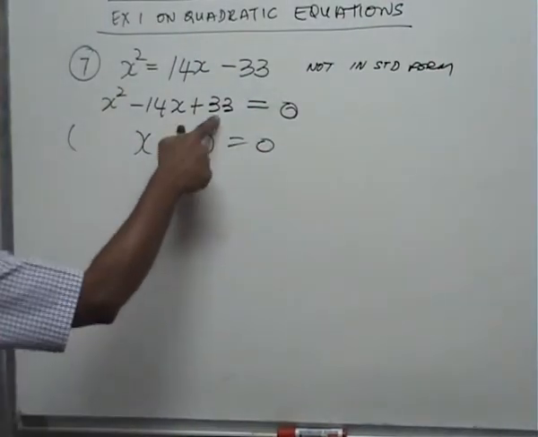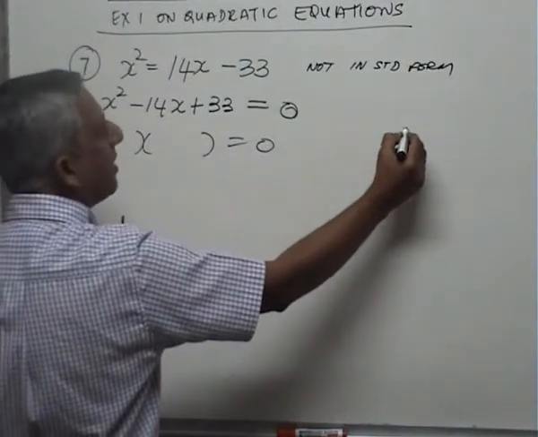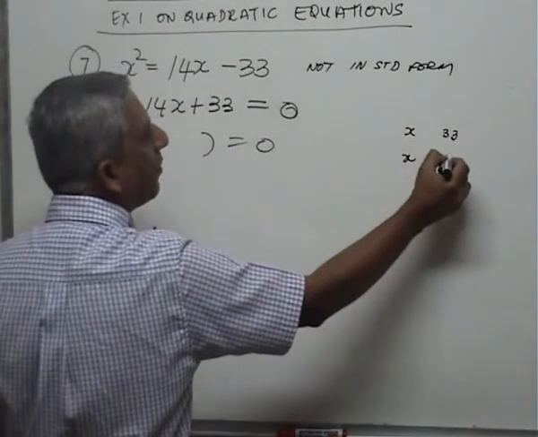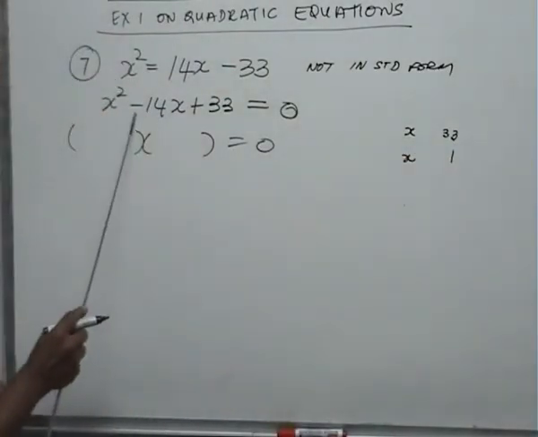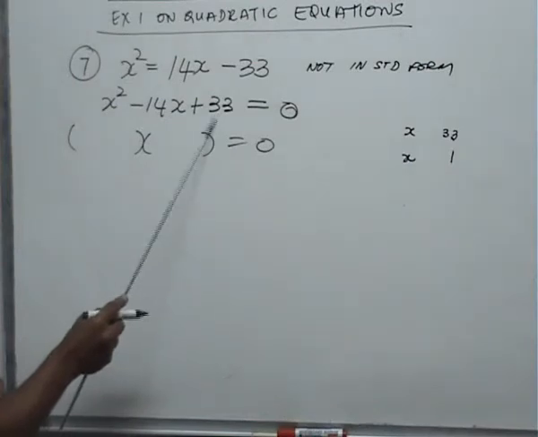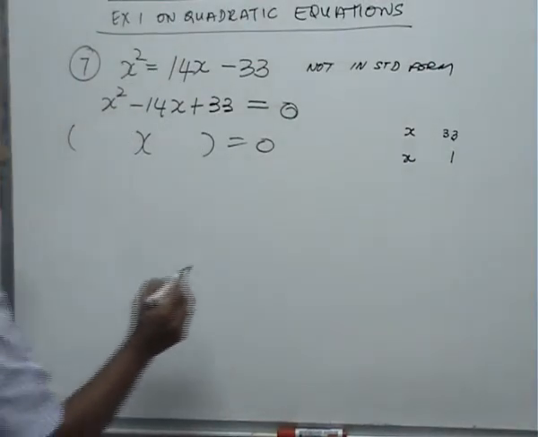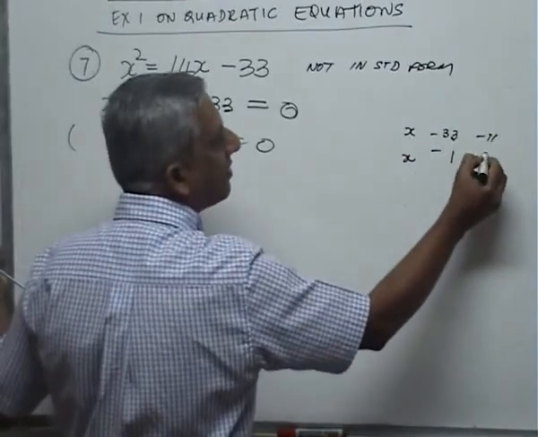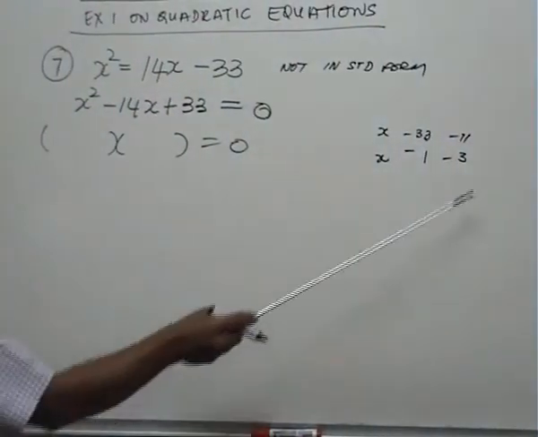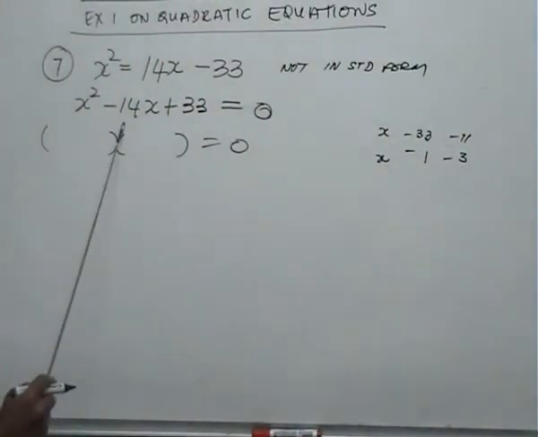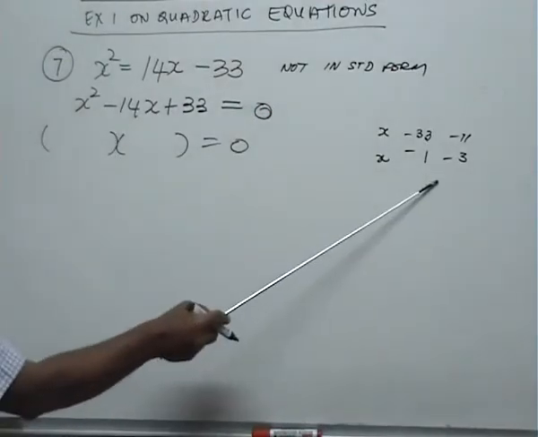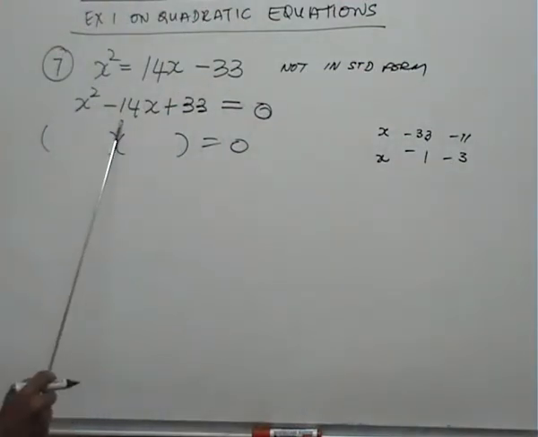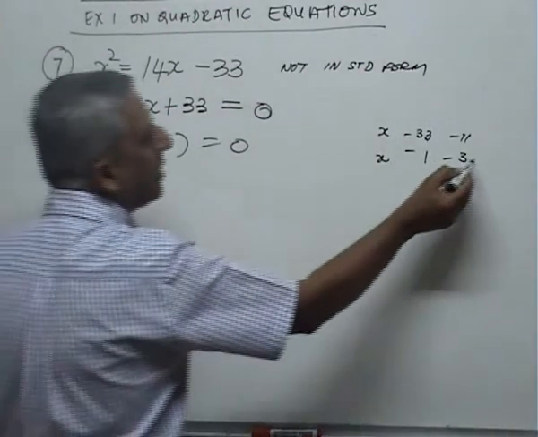So, what are the factors of 33? Well, your choices are, you got x, and you got 33 and 1. You see, this is minus and that is plus. So it means both the factors are minus. So it could be minus 33 and minus 1, or it could be minus 11 and minus 3. That still gives you minus 33. So you look here and you look there and you decide which is going to give you minus 14. So clearly it's this choice here.